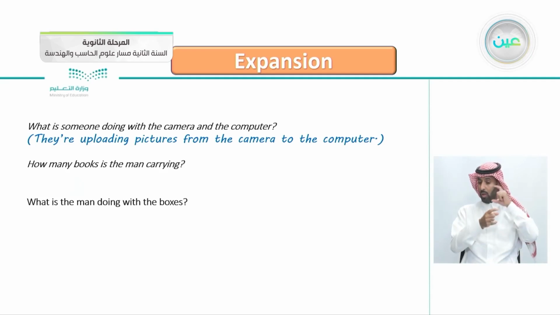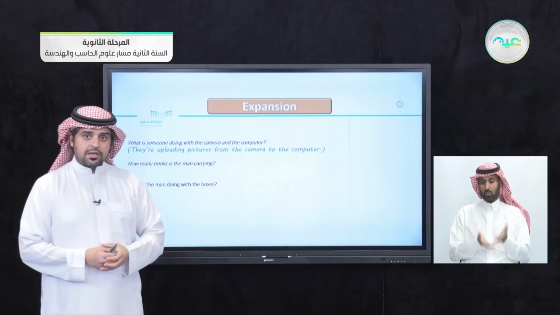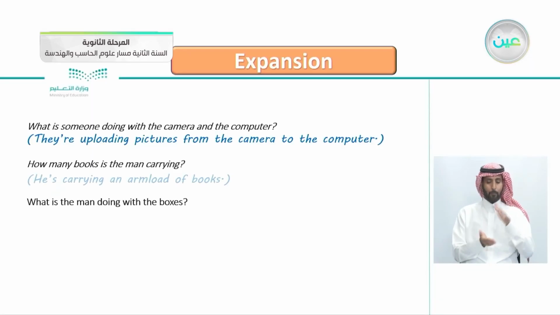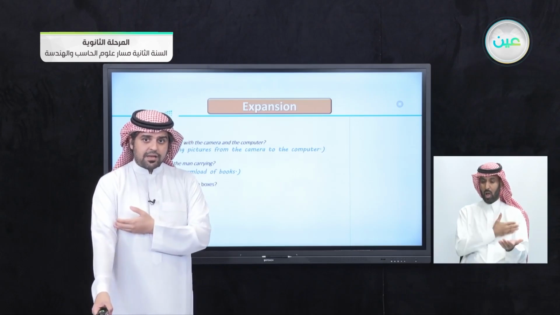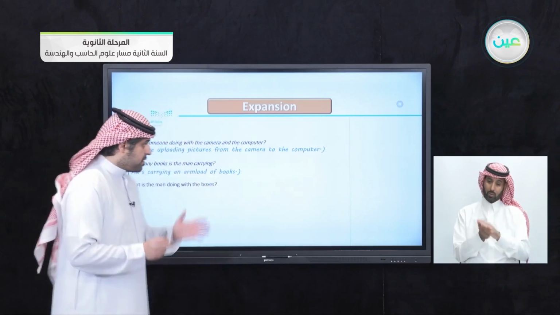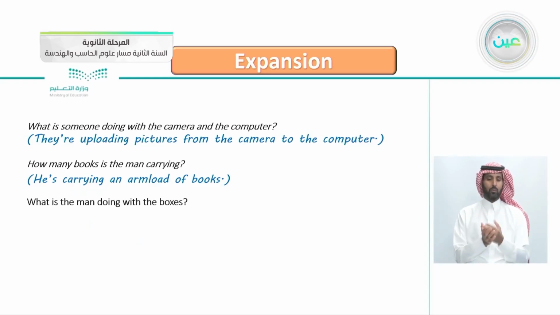How many books is the man carrying? The man carrying the books. How many books? Yes, he's carrying an armload of books. You can see the books are reaching to the top of his arm. So this is an armload of books. You're excellent.